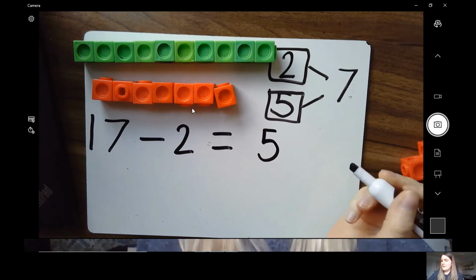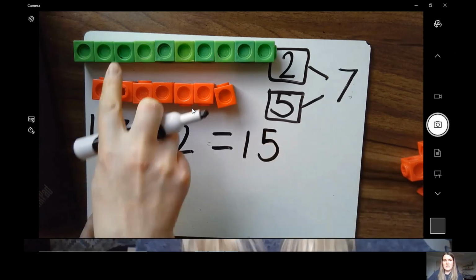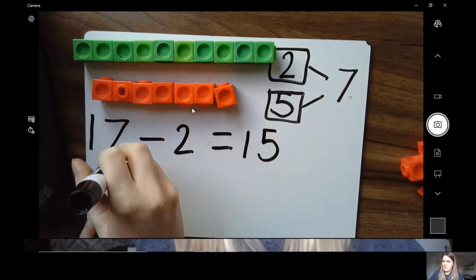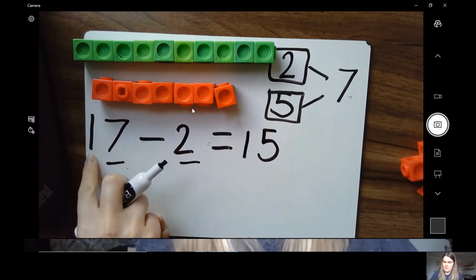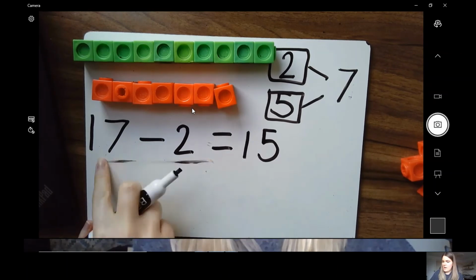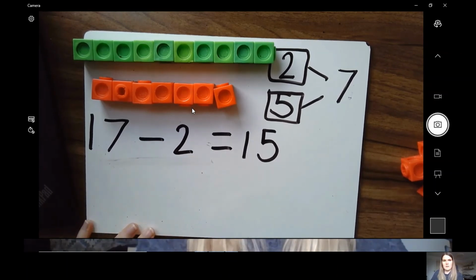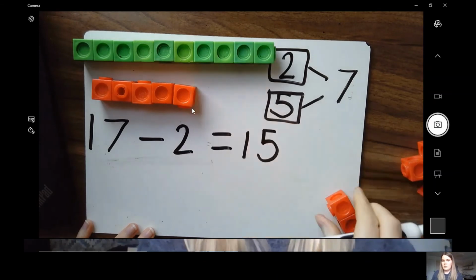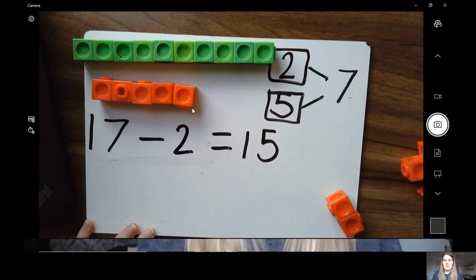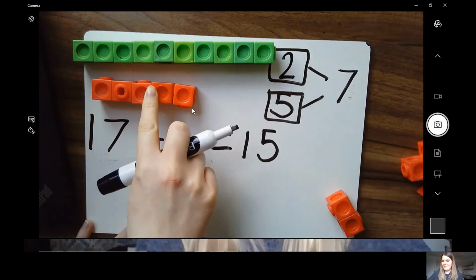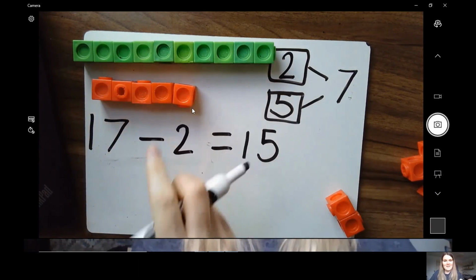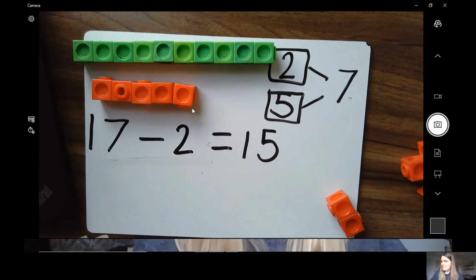Don't forget to add the 10s. Very good, because are we changing this? No, we're using these two numbers, so we shouldn't be touching this one. Very good. Okay, so we think it's 15. Let's take them away. 1, 2. Double check your answer. Counting on from 10, 11, 12, 13, 14, 15. Great work, guys. Well done.